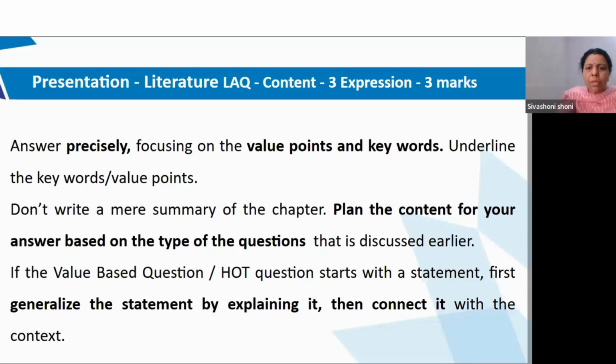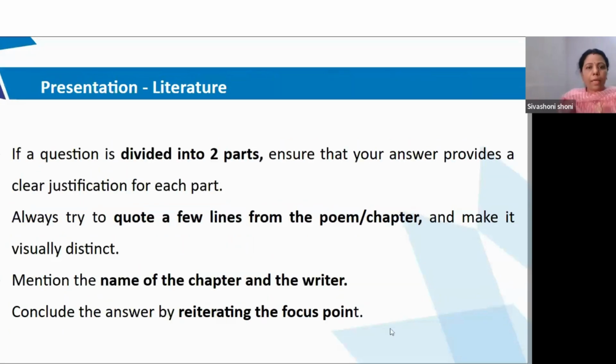Now coming to a value based question. As I told you, if it starts with a statement, always start with that statement itself, and then connect your content. Towards the end, just as you started with the general statement, don't abruptly close or stop your answer. It should also be wrapped up by connecting to the statement given in the question. That is the right way of attempting the LAQ.